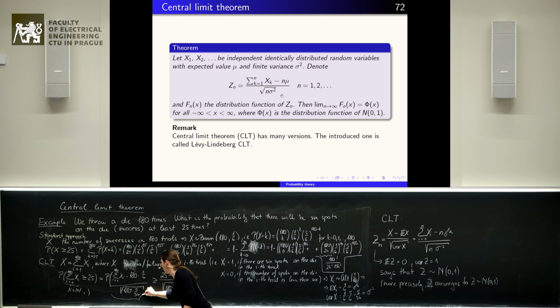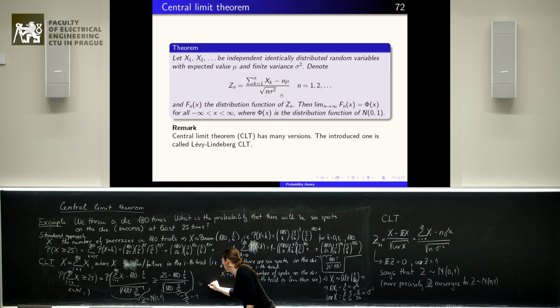On the left side, we have the random variable z with approximately normal distribution with zero mean and the variance equal to 1. On the right side, we calculate 25 minus 30 is minus 5. In the denominator, we have square root of 180 times 5/36, which is square root of 25, and the square root of 25 is equal to 5. So on the right side, the value is equal to -1.